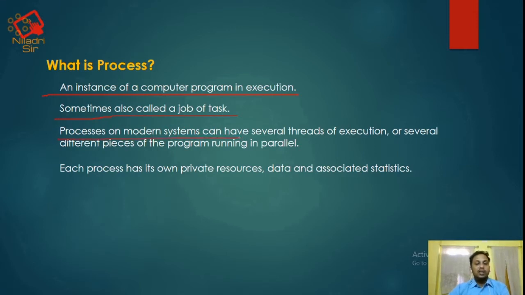A process on a modern system can have several threads of execution. As we have read in our earlier tutorial, a process consists of many threads, or several pieces of the program running in parallel. All these threads are executed in parallel, so the process becomes much faster. Each process has its own private resources, data, and associated statistics.